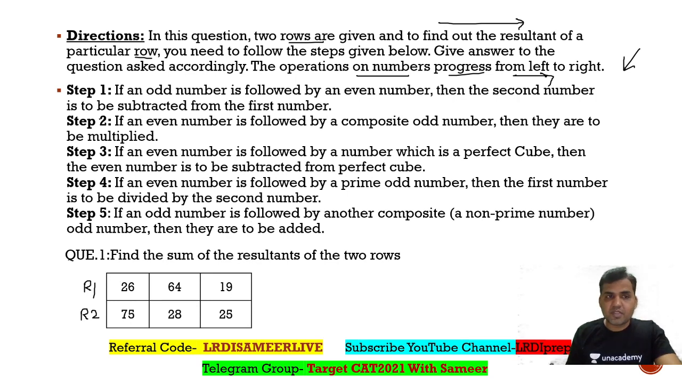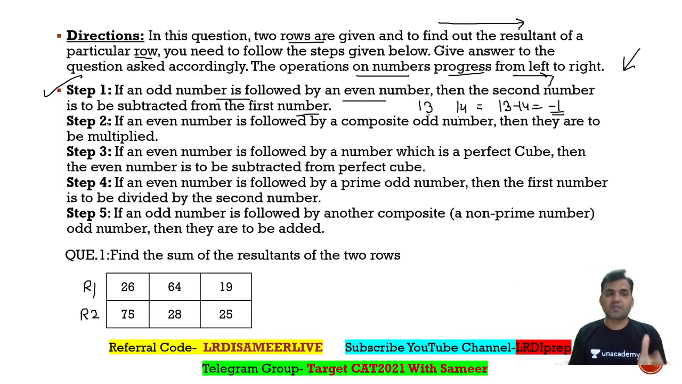Now, you see that step number 1 says, if an odd number is followed by an even number, then the second number is supposed to be subtracted from the first number. Now, to follow this instruction, you should know what is an odd number and what is an even number. The question says, if an odd number, let's say 13, is followed by an even number, let's say 14, then the second number is supposed to be subtracted from the first number. Then subtract 14 from 13, and you will get the resultant as -1. Like this, we have step 2, step 3, step 4 and step 5 to follow.